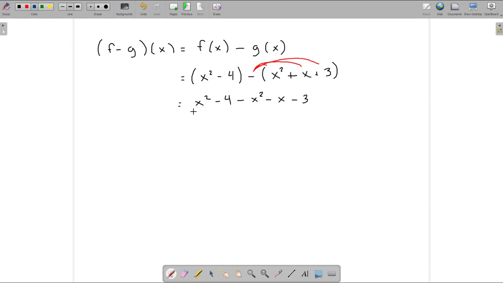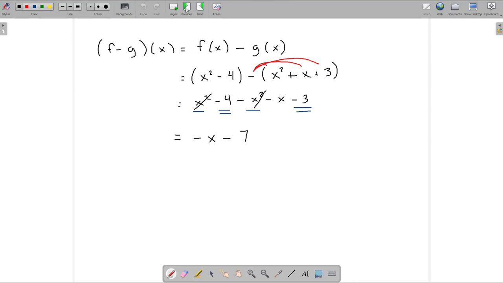Let's combine our like terms again. X squared, my x squared here, and then I also have this minus 4 and a minus 3. So now, x squared minus x squared, those are actually going to cancel out. I still have this minus x, and I need to combine my minus 4 and my minus 3, so that's going to give me minus 7.